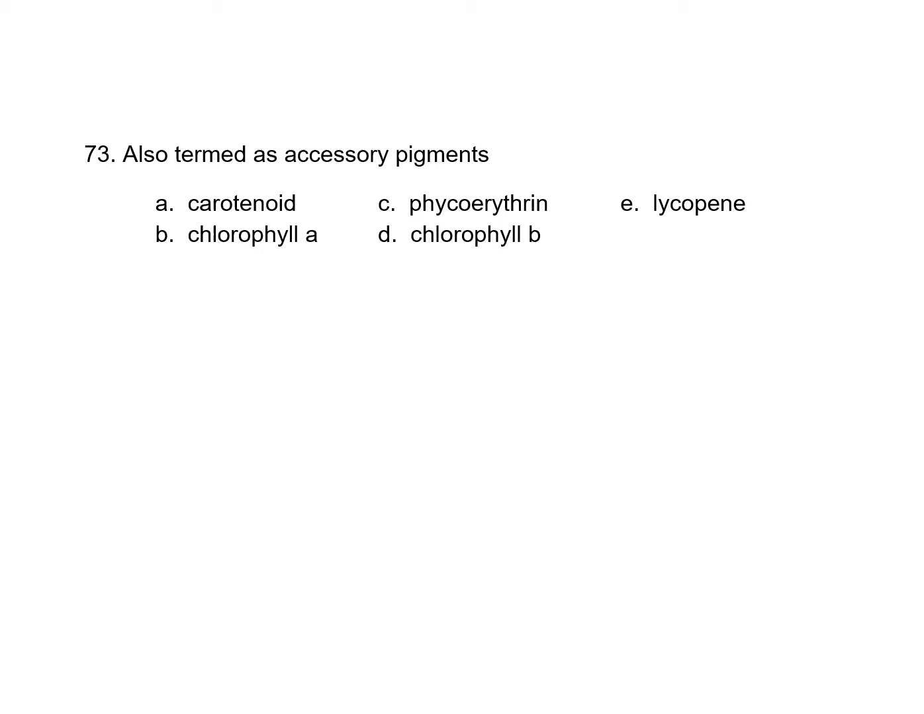Number 73. Also termed as accessory pigments. A. Carotenoid. B. Chlorophyll A. C. Phycoerythrin. D. Chlorophyll B. E. Lycopene. The answer is carotenoid.